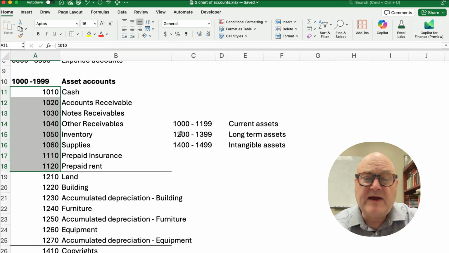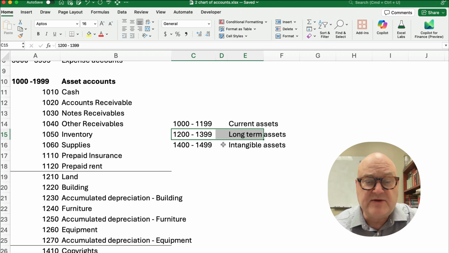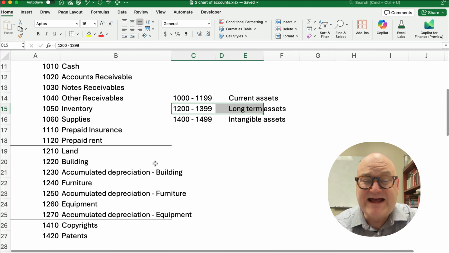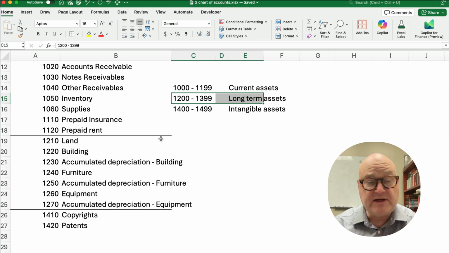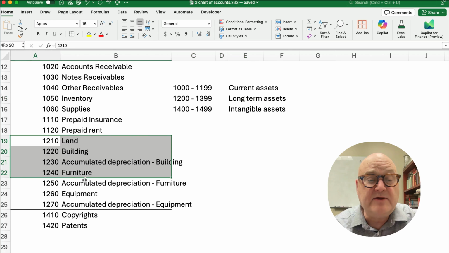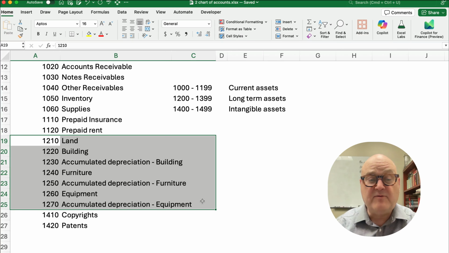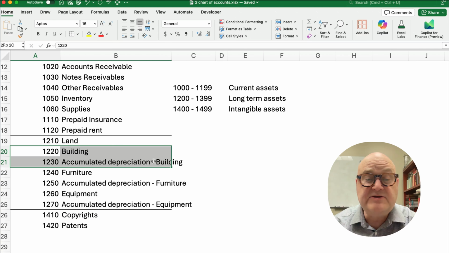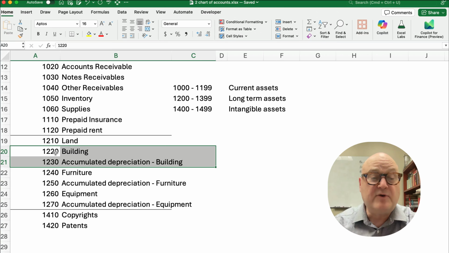Maybe you have long-term assets in the 1200s and the 1300s. And maybe you have intangible assets in the 1400s. So for example, you'd have land, building, and you'd also have, remember, accumulated depreciation, which is a contra account that relates to the building. In this example, these two go together. So maybe your numbering would be right there together. You'd have 1220 and 1222 or something like that. So you can certainly do it that way.